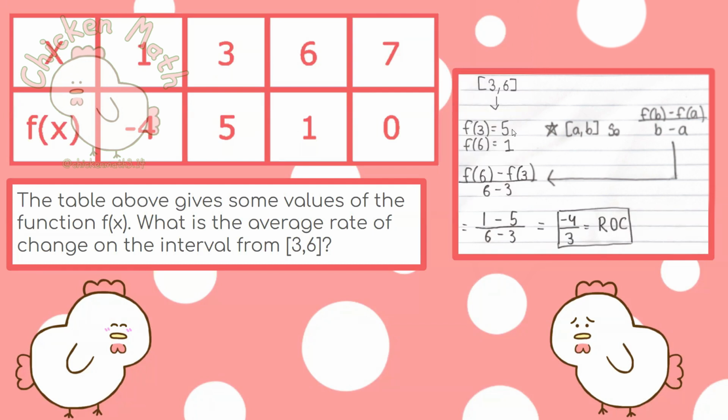And then we just put it into our rate of change formula. So we have f of 6 minus f of 3. Those are our output values. And 6 minus 3. And that corresponds with our formula. And then we just replace these f of 6, f of 3 with the actual values, 1 minus 5, given from the graph. And then we get -4 over 3, and that's the rate of change over this interval.